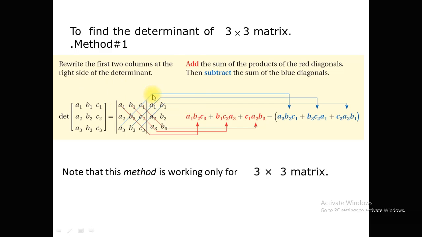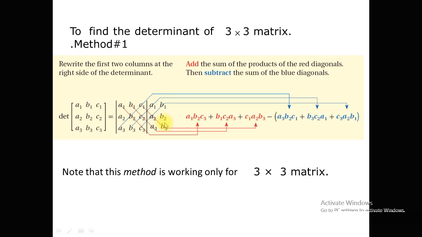For a 3 by 3 matrix, first of all rewrite the first two columns on the right side of the determinant. These are the first two columns. So rewrite these two columns on the right side of the determinant, A1, A2 and A3, and this is the second column, B1, B2, B3.